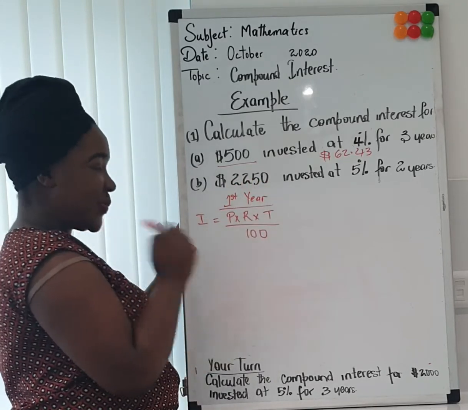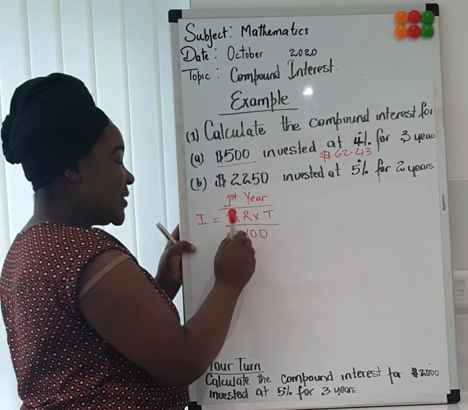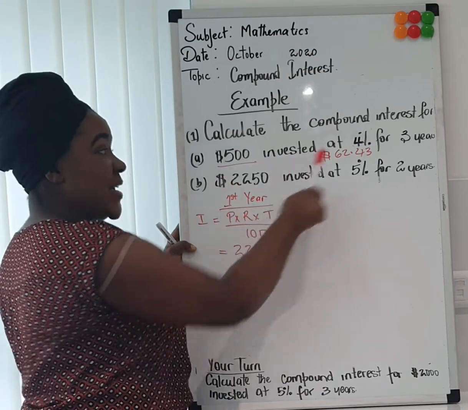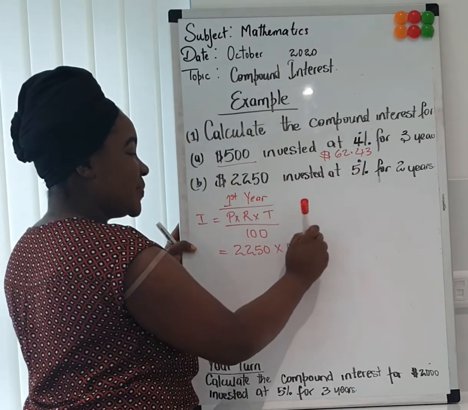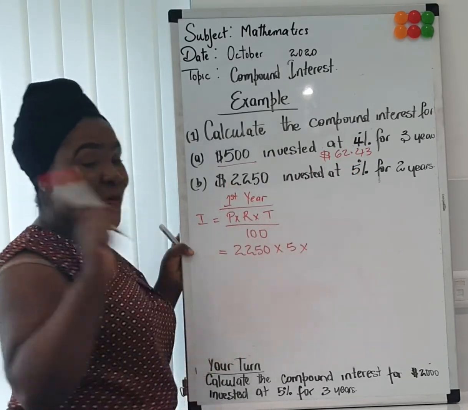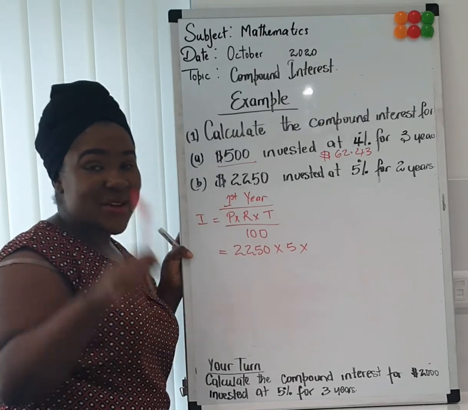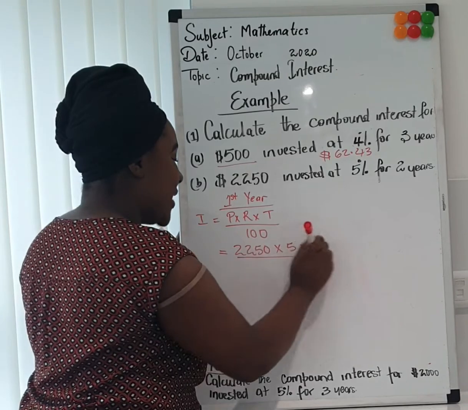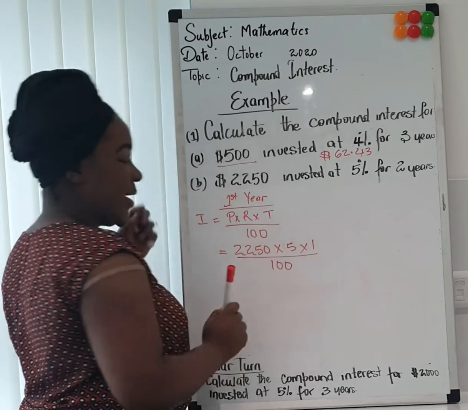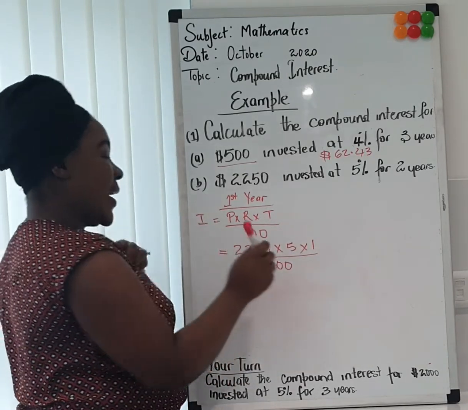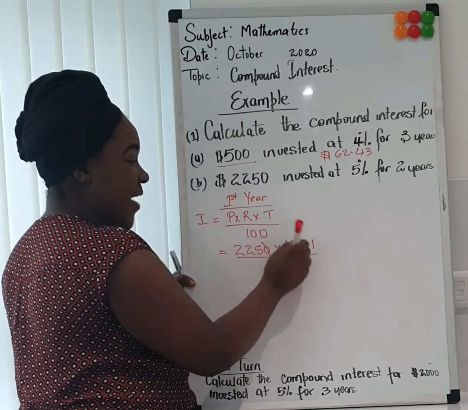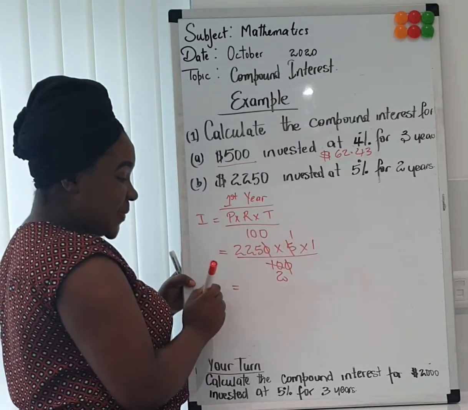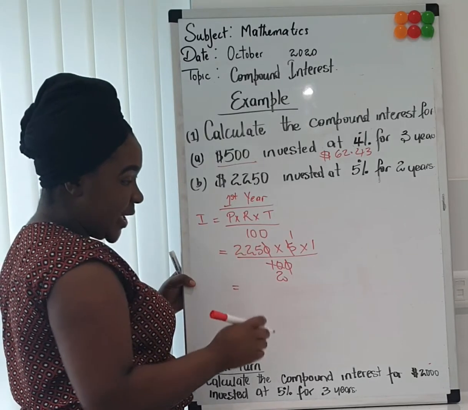Our principal is 2,250, our rate is 5, and remember we do it year by year, so our time is not going to be 2 years, but 1. Divide by 100. We can cancel 0 and 0, 5 into 5 is 1, 5 into 10 is 2, and we can simplify this.